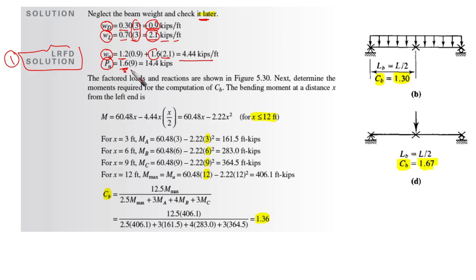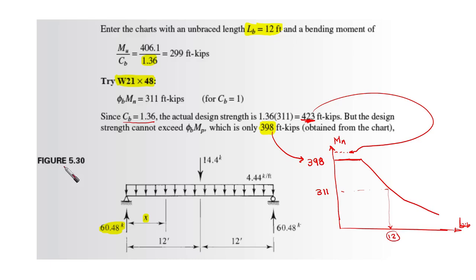And the P ultimate, they said that it's a service load, which means that it is live load. So it is 1.6 times 9. This is the load being applied, the live load, and 1.6 is the load combination factor. The factored loads and reactions are shown in figure 5.30. So this is the figure here, and this is the reaction that we can find here. It is symmetric. So our case is a distributed load with a concentrated load in the middle. This means that we need to calculate CB.